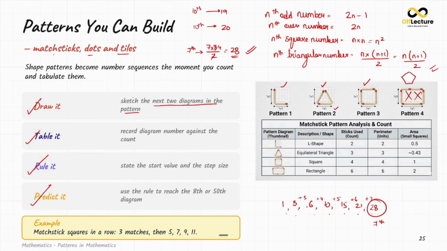Okay, so you have to sketch the diagrams, then you have to record the number against the counts, then you have to state the start value and the step size, and then you have to use the rule to reach the 8th or the 50th diagram using the position to term rule. Okay, now last question, and it catches everybody.